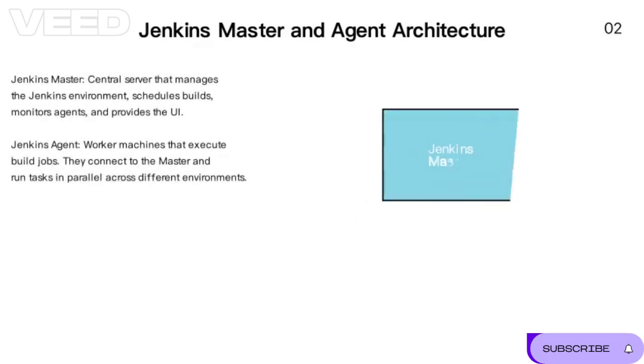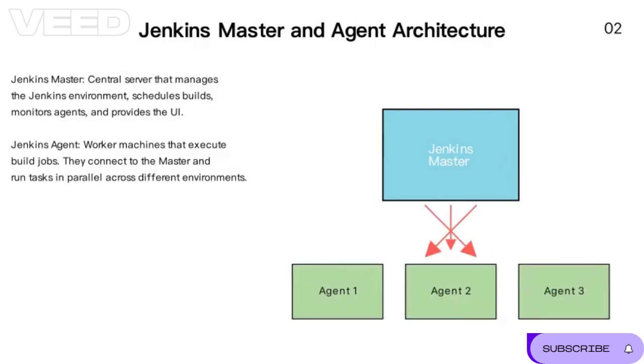Jenkins follows a master-agent architecture. The Jenkins Master is the central control server that manages the entire Jenkins environment. It handles scheduling builds, monitoring agent status, storing job configurations, and providing the web interface for users. The Jenkins agents are worker machines that connect to the master and execute the actual build jobs. This distributed architecture allows builds to run in parallel across multiple environments.